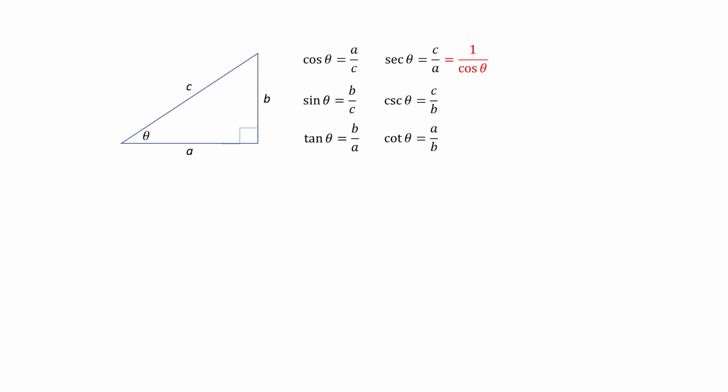You can easily see that cosecant is 1 over sine. And in the same way, cotangent is 1 over tangent. So really, if I know 3 functions on the left, I can easily find 3 functions on the right. But that's not the limit. We can do better than that.